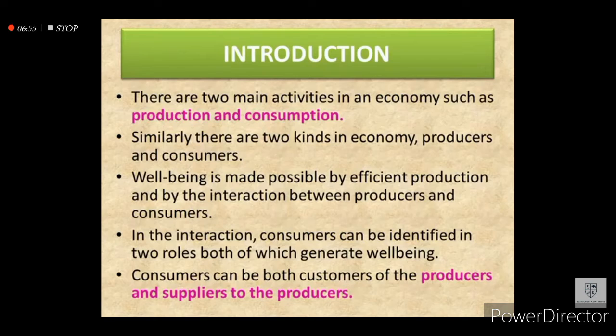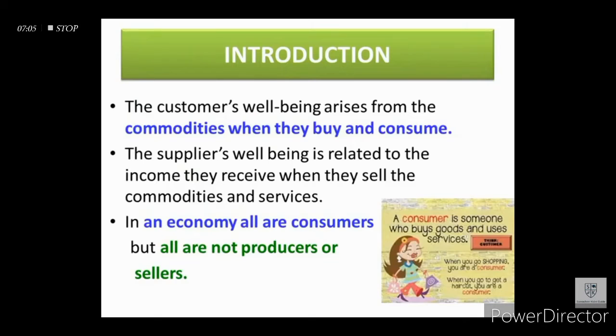They can take two forms. One is the customers of the producers and the other the suppliers to the producers. The customer's well-being arises from the commodities when they buy and consume. Suppliers' well-being is related to the income they receive when they sell the commodities and services. So, when a customer is able to buy a commodity and use it, there is well-being for him. Whereas for a supplier, when he is able to sell the commodity or the service and get income from that, then there is well-being for the supplier.